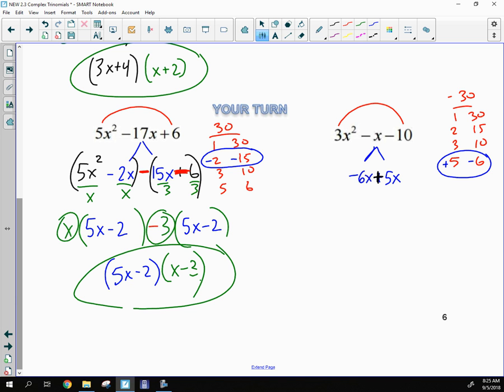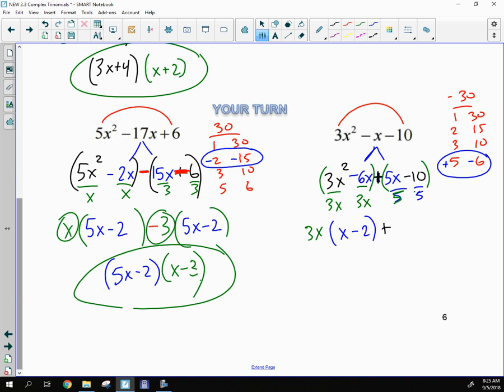So what ends up happening is when you split the middle, it just changes what your GCFs end up being. So this time, if I do it this way, it ends up being 3x. So I have 3x in front, and I have x minus 2 in back. And I bring down that plus sign. I take out the GCF of 5. So 5 goes in front. And then on the inside, we have x minus 2.